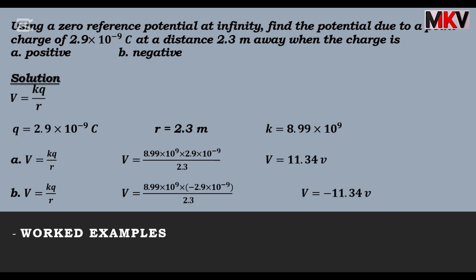So when we substitute the parameters into the equation, we have our K, our Q, and our R. We're having V to be equal to 11.34 volts. And when the charge is negative, we're having V to be equal to minus 11.34 volts. So as I said earlier on, the sign of the charge affects the potential. So when it is positive, the potential is positive. And when it is negative, the potential is negative. So we take key note of that.